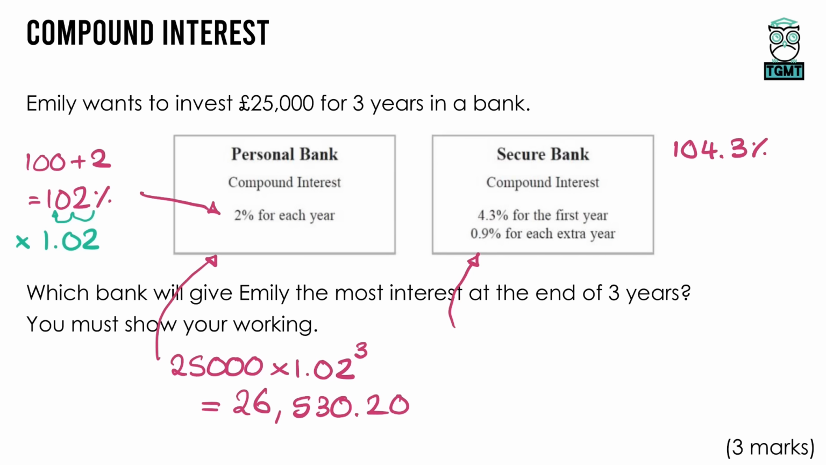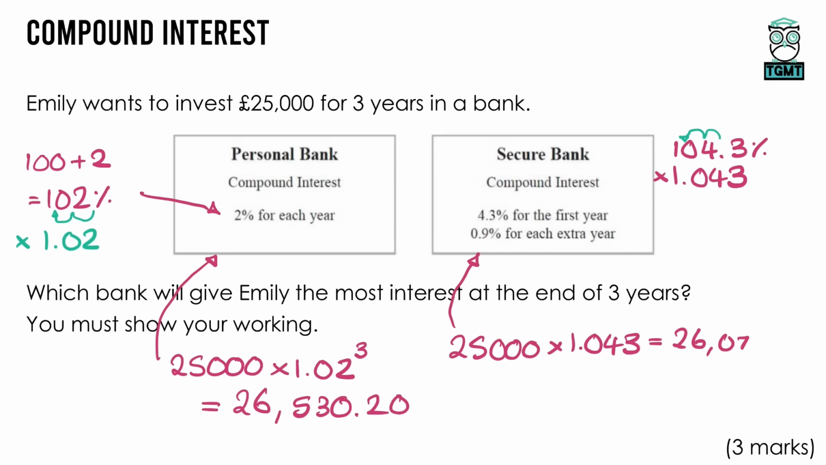To turn it into a multiplier, divide by 100, being really careful of those decimal places, and we get 1.043. So in the first year, we need to times by 1.043. So 25,000 multiplied by 1.043. I only get that in the first year, so I am going to have to write that down this time. 25,000 times 1.043 gives me £26,075.